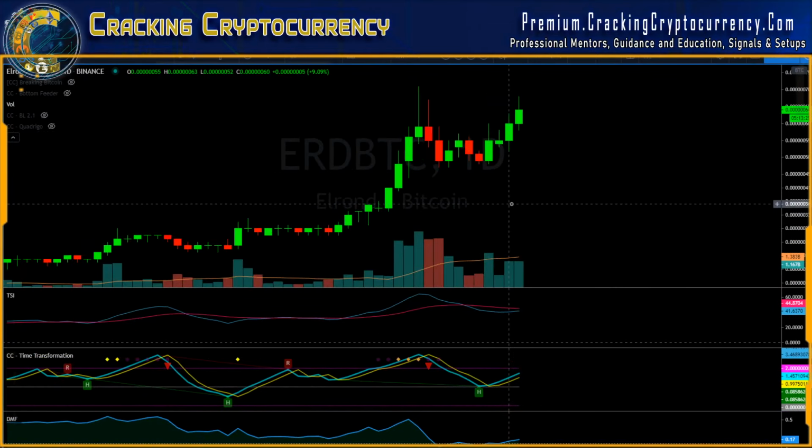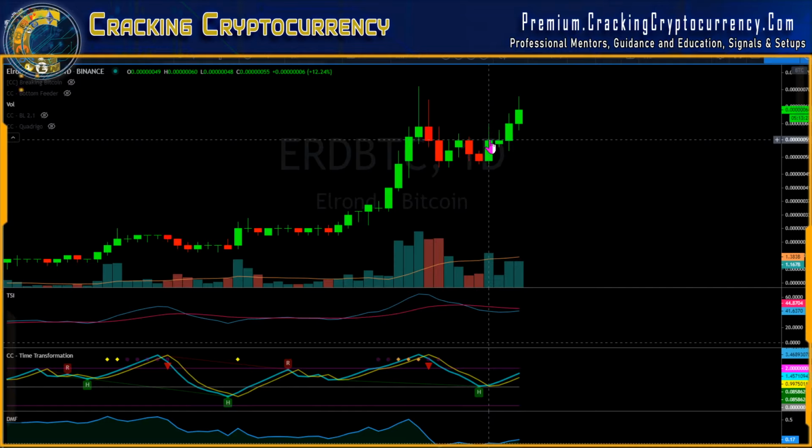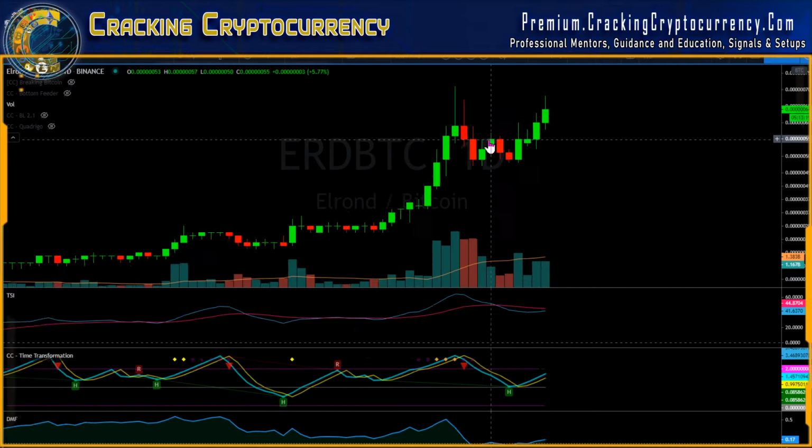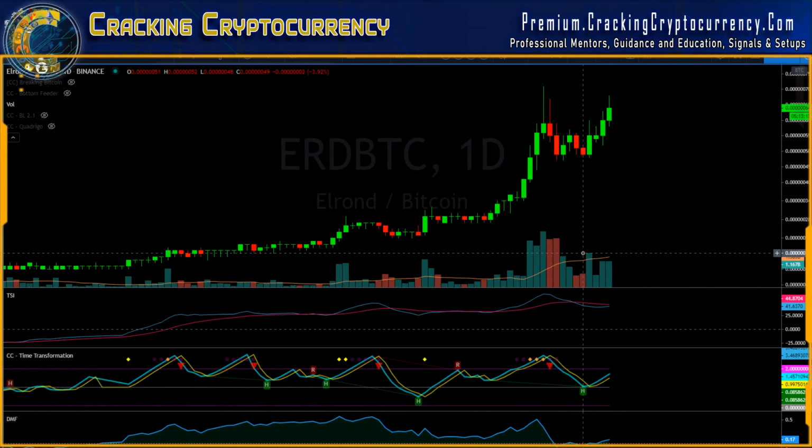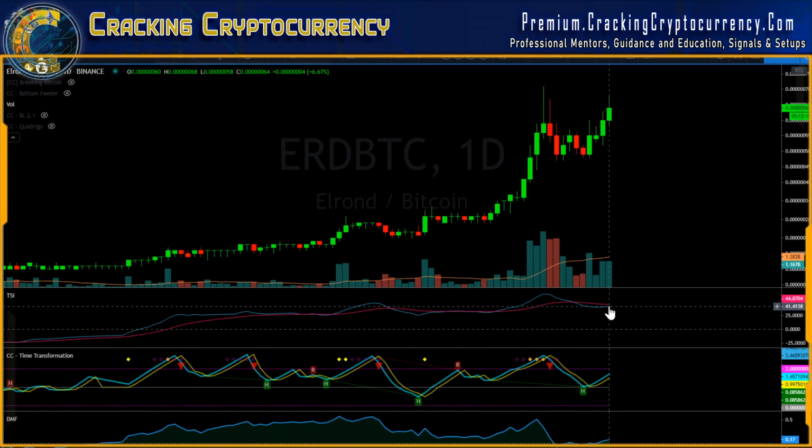TSI crossed under over here, which is kind of a warning sign. So actually, unfortunately, I would not even properly be in that trade because my confirmer isn't agreeing. My confirmer isn't confirming the trade. Dynamic money flow looks good. Time transformation is crossed up. You know, TSI might cross back up.